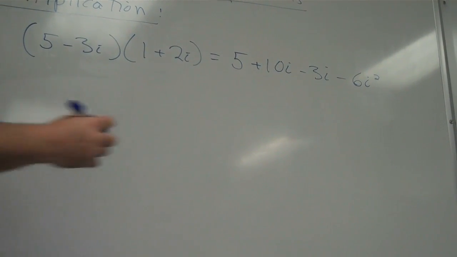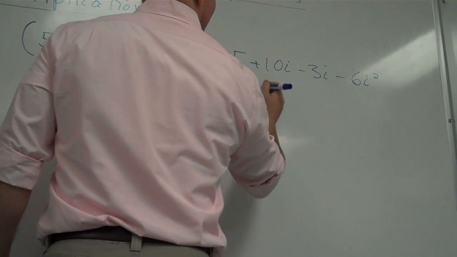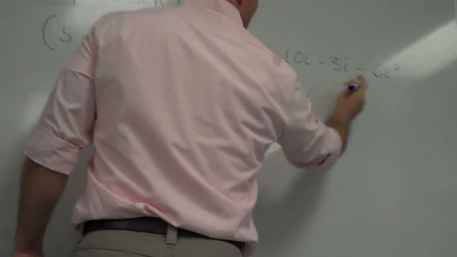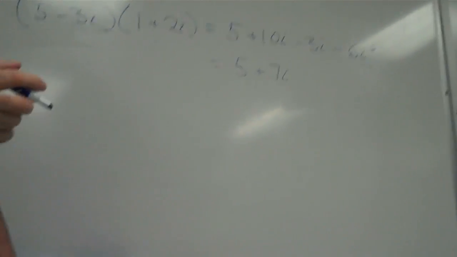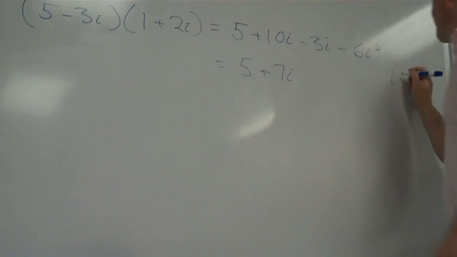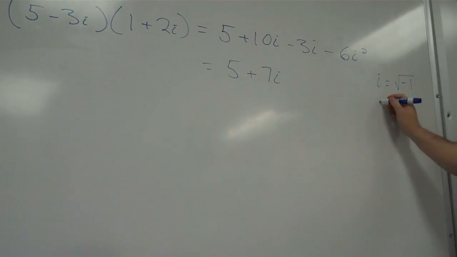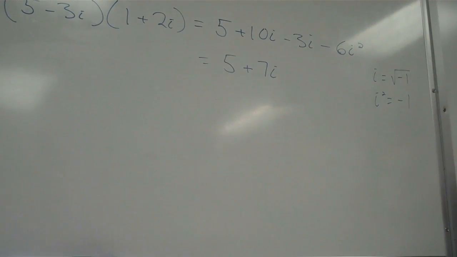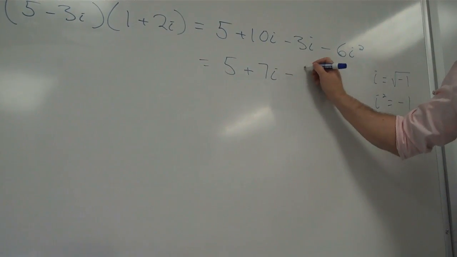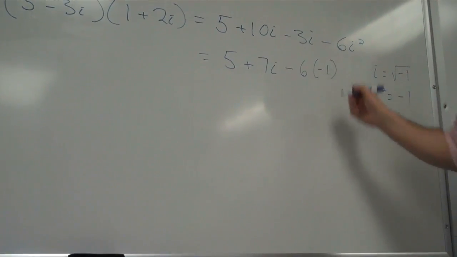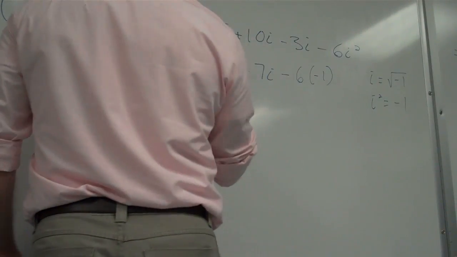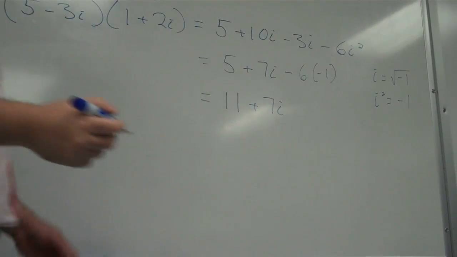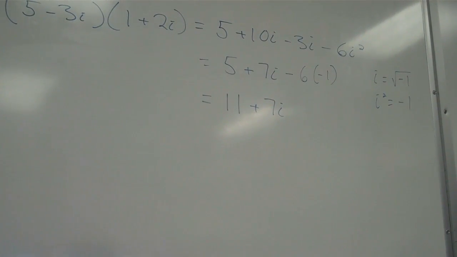Yes, it's just foiling. Okay, now this is 5 plus 7i. Wait. i squared, if you remember. It's negative 1. i is the square root of negative 1. Okay, good. i squared is negative 1. So this is minus 6 times negative 1, which is the same as plus 6. This is 11 plus 7i. You guys remember that? Yes.